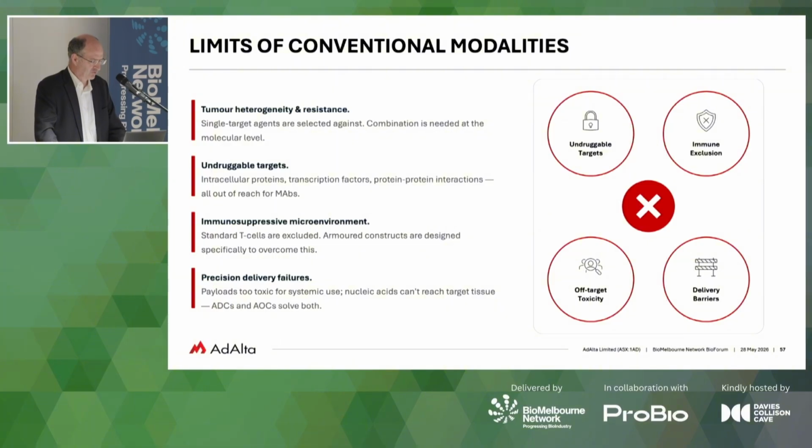And then we have the whole question around precision delivery. I mean, there's a reason why we do ADCs and RDCs: it's because the payload is toxic. And so we want to deliver it in as focused a way as possible without the risks of systemic toxicity. So these are the kind of problems that our ingenuity is trying to solve today.